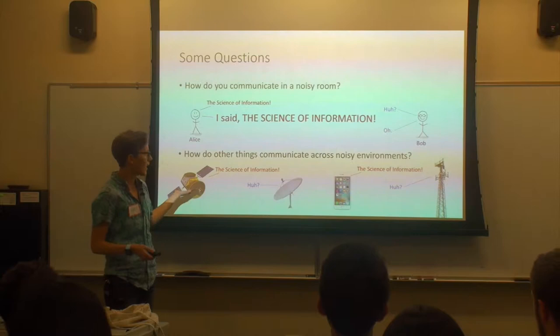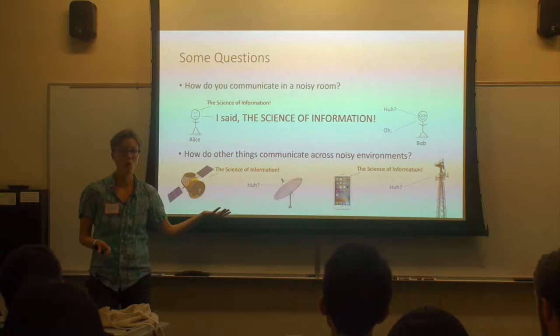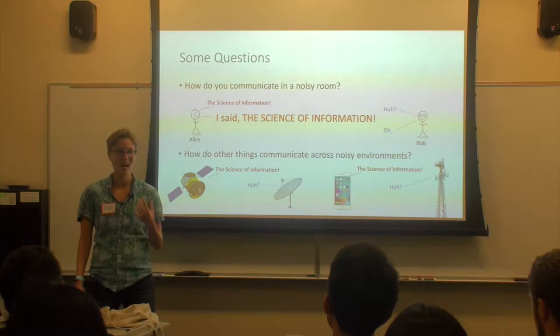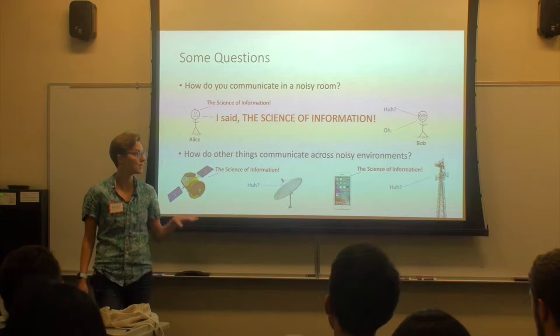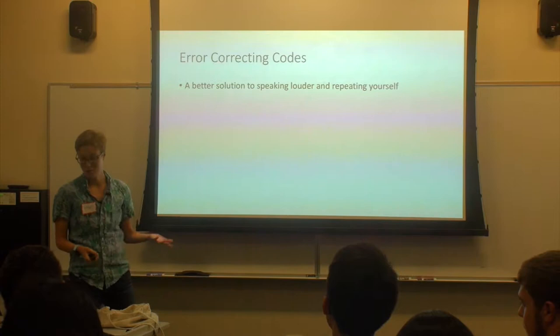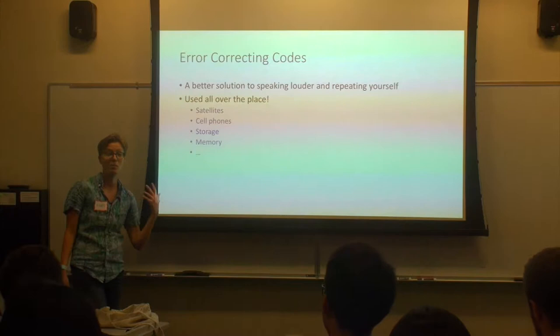So how do these things communicate across noisy environments? They could resort to semaphore, or they could talk louder and repeat themselves. But for these sorts of systems, talking louder or repeating yourself turns out to be extremely costly. It costs time and it costs energy, and these things operate at a scale where that's untenable. So what systems like these use instead is the subject of this talk: error correcting codes. They are a better solution than speaking louder and repeating yourself, and they're used all over the place, from satellites and cell phones to storage and memory, basically anywhere data gets communicated or stored.